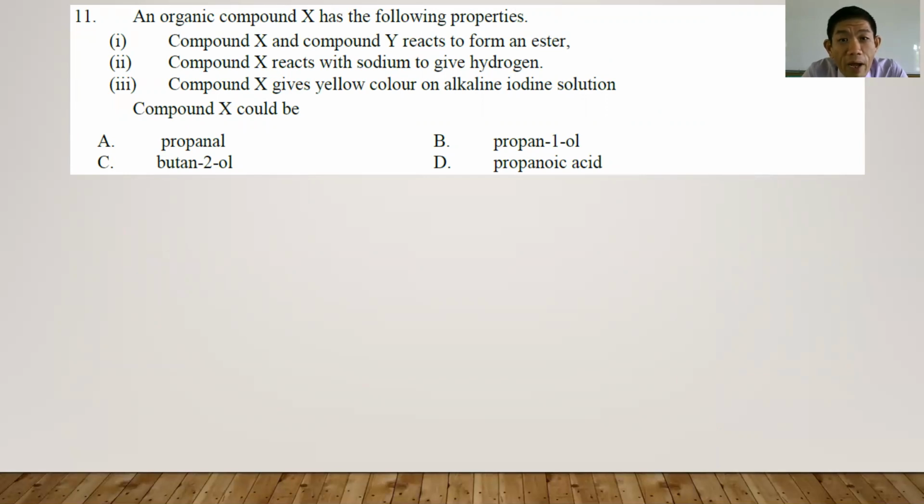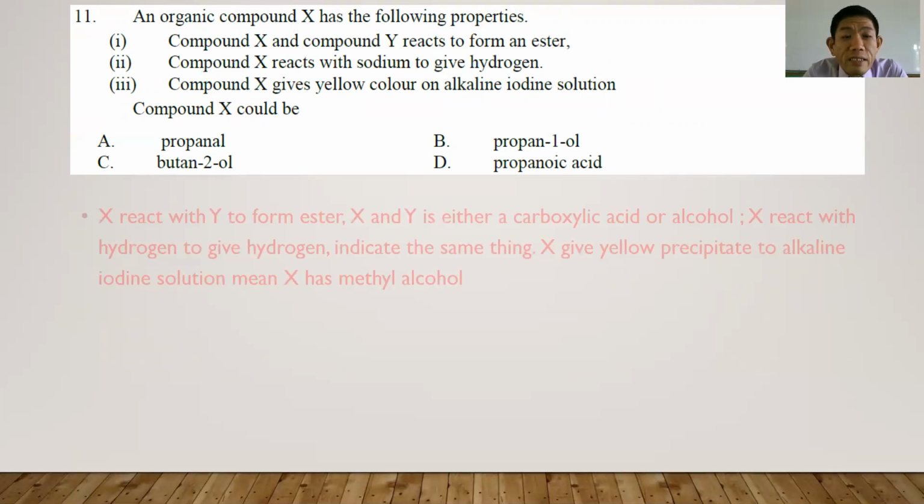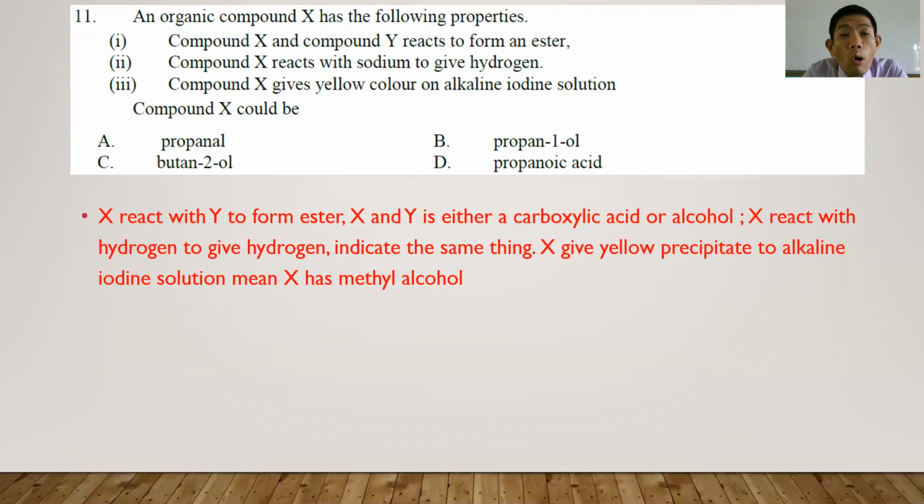Number 11, an aqueous compound X has the following properties. Compound X and compound Y react to form ester. Okay, so let's hold on to that first. Compound X reacts with sodium to give hydrogen. So this gives us the idea that X may be an alcohol or carboxylic acid, and X gives yellow color on alkaline iodine solution. So compound X could be what?